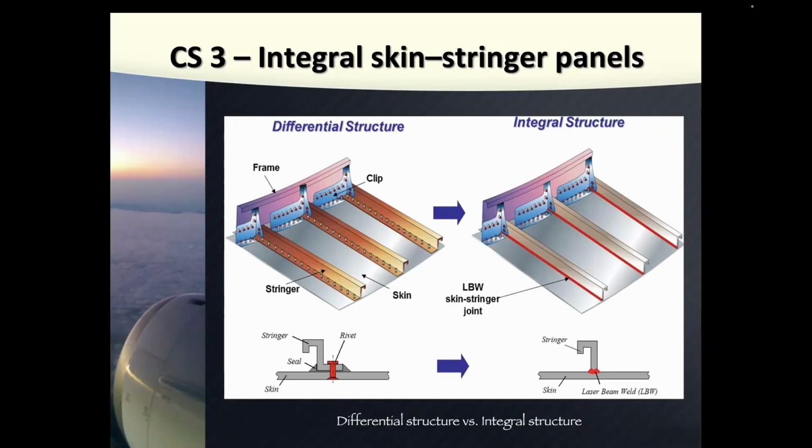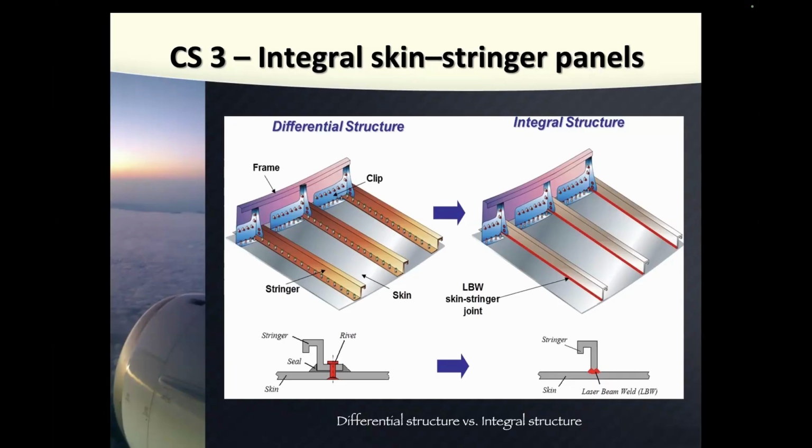But modern design is this integral structure in which we don't use rivets, but instead we use laser beam welding in order to connect the stringer to the skin. And you can see here the difference. Here we have a stringer, in this case it's Z shape. There is a skin here and a rivet here connects them together. In this case, there is a stringer, skin, and weld. Laser beam welding is used to connect them.